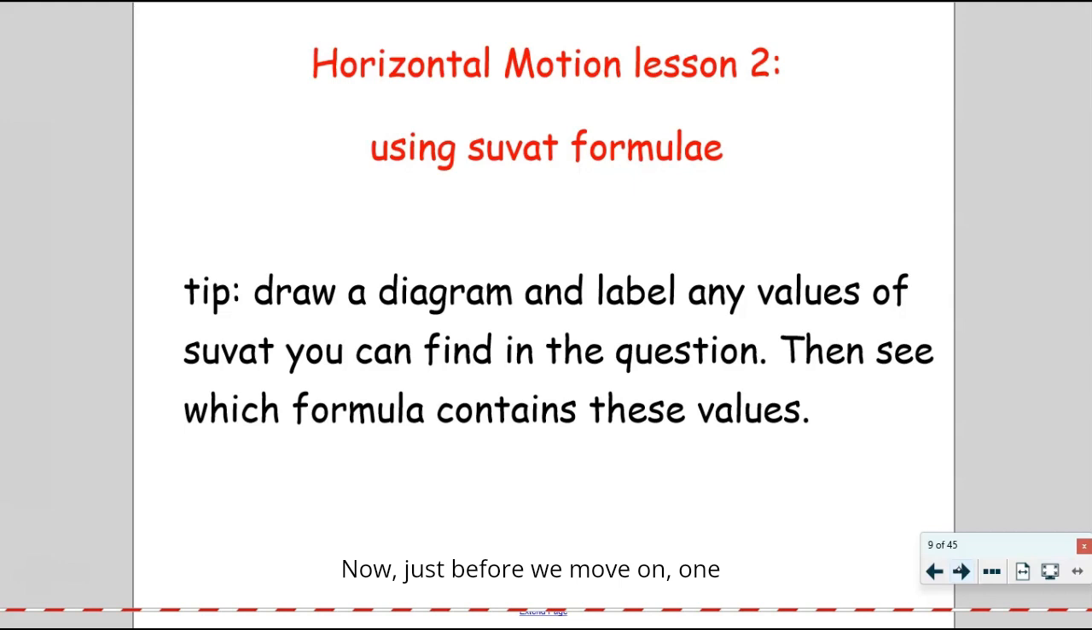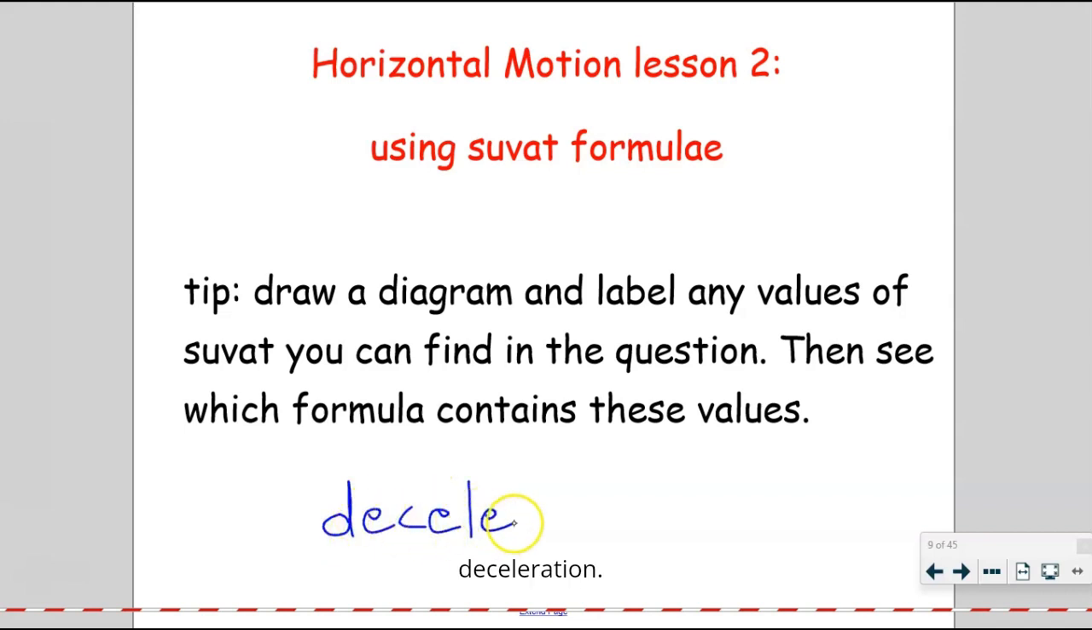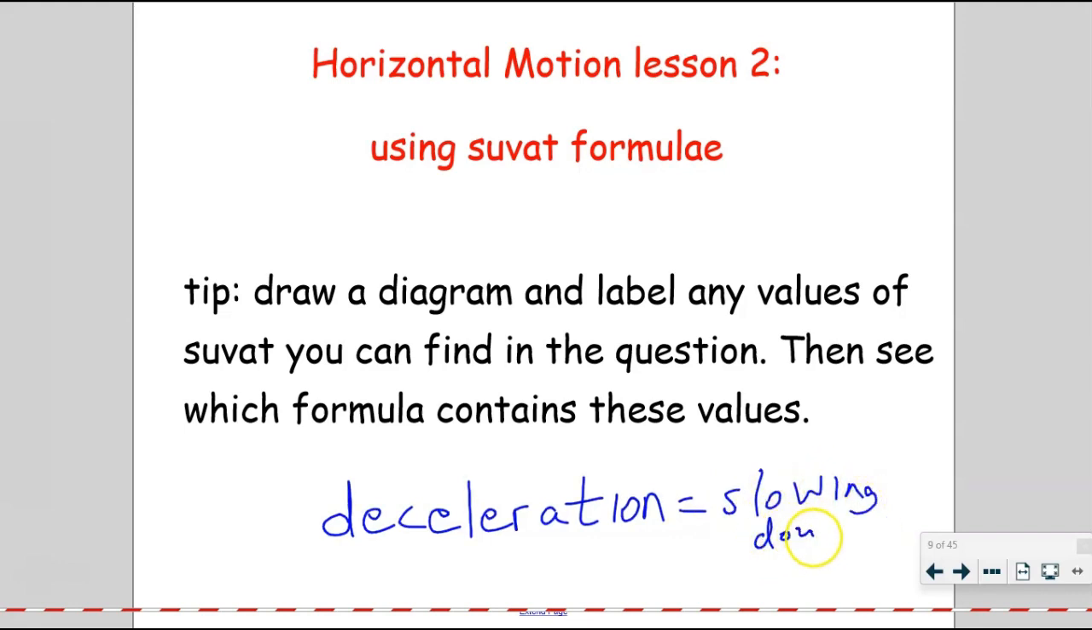Now, just before we move on, one thing I didn't discuss last lesson was deceleration. Deceleration basically means the object is slowing down. What that means is your value of a will be negative. So it can be -1, -2, -3, and so on, or decimals. But it's definitely going to be negative.